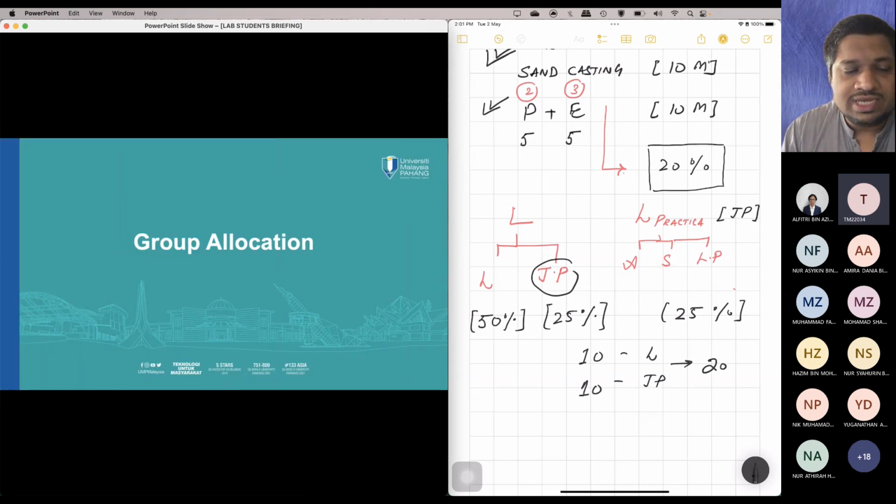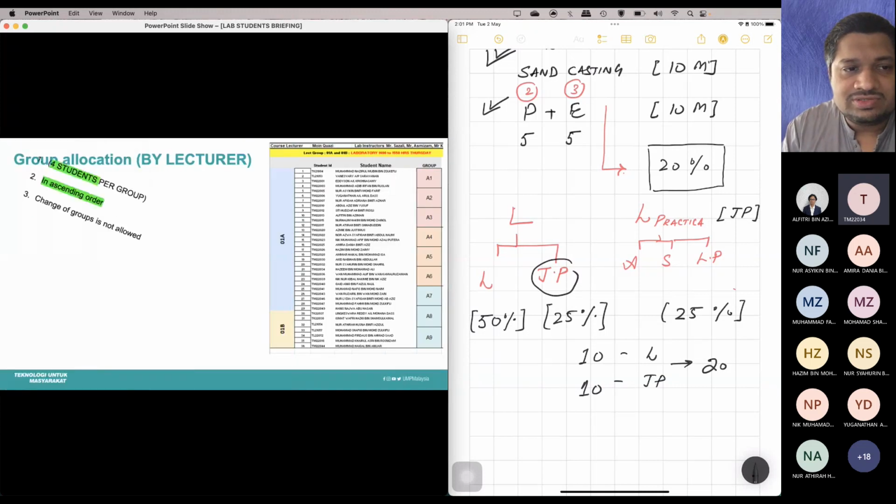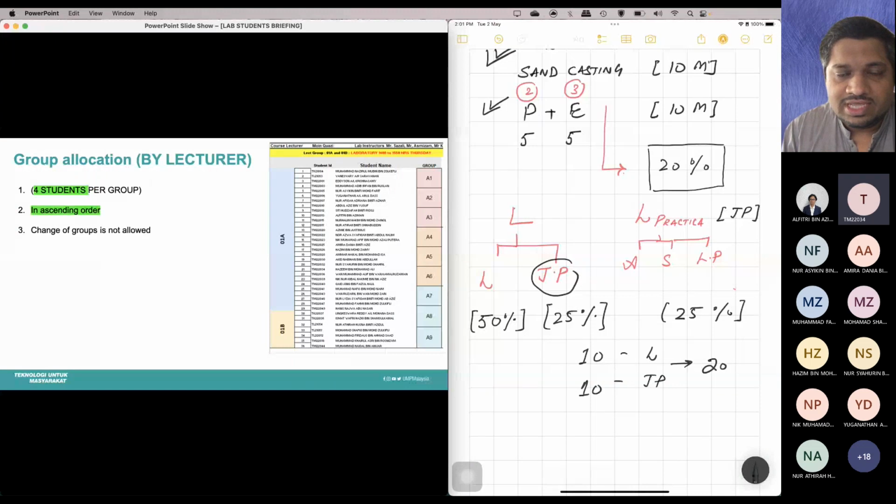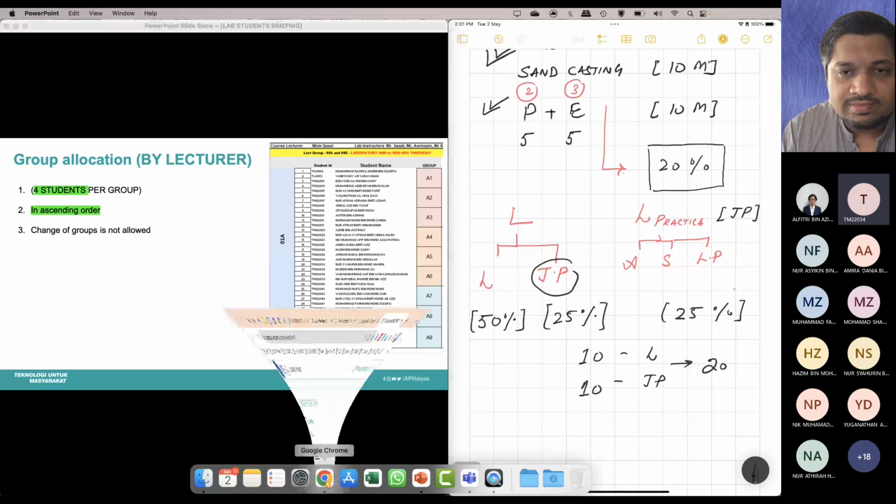How are the groups going to be allocated? The maximum number of students in each group is 4, and they have been allocated automatically already. So you can access your group number A1, A2, A3 corresponding to your name, and each group has got 1, 2, 3, and 4 number of students. The group allocation has been made, and if you want to look at your group allocation more closely, then you can go to Kalam.